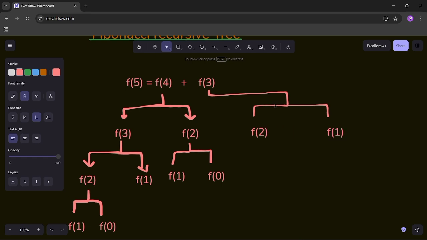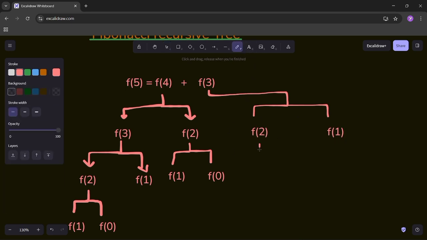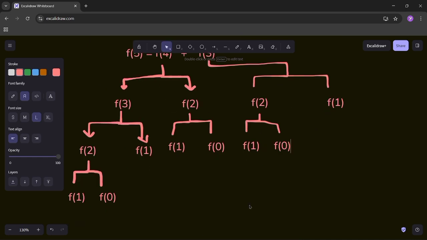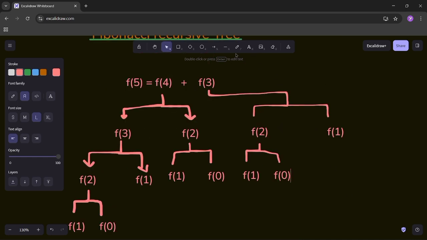Right? And again, this Fibonacci of 2 is going to be broken down further. So I'm going to break this into Fibonacci of 1 and Fibonacci of 0. So let's write over here Fibonacci of 1 and Fibonacci of 0, right? So this is how our recursion tree is going to look. It's going to be interesting, right? So now let's solve this.